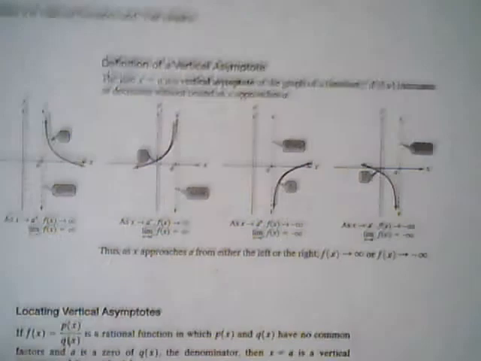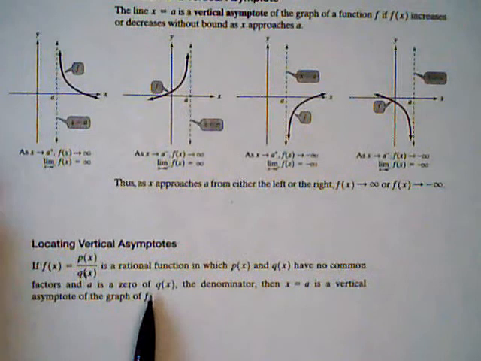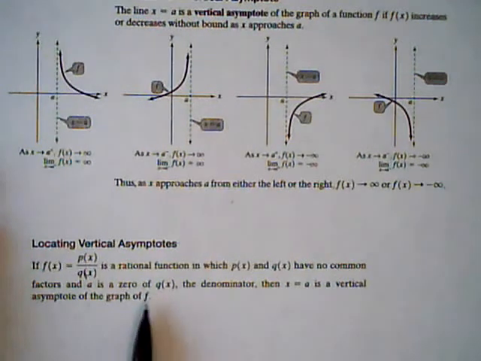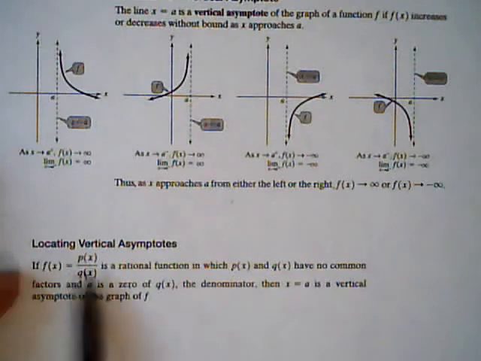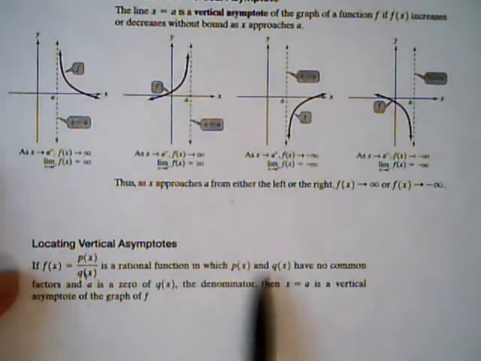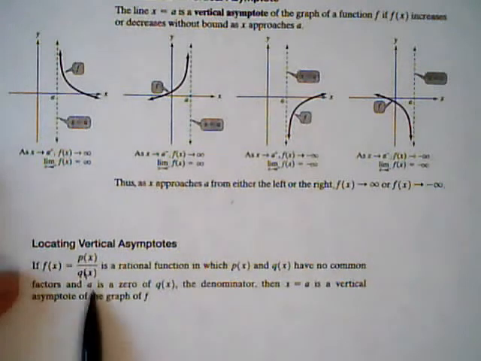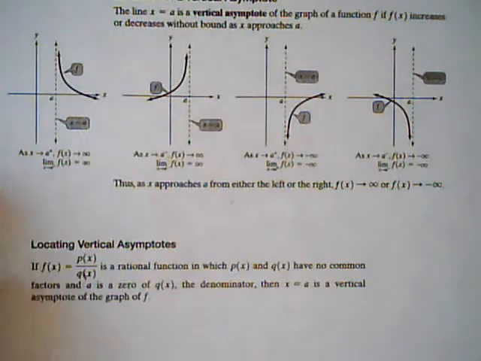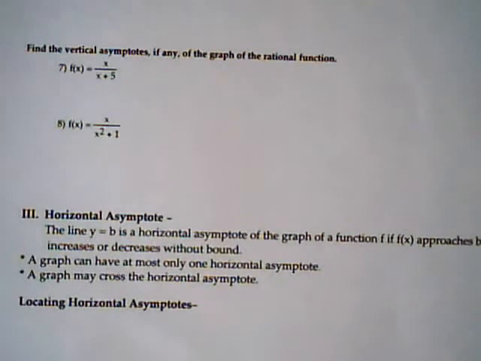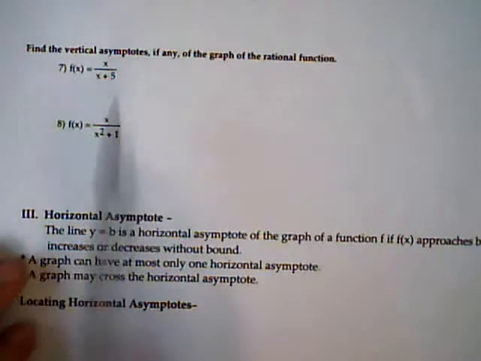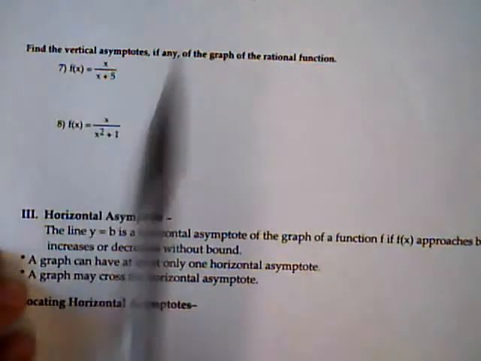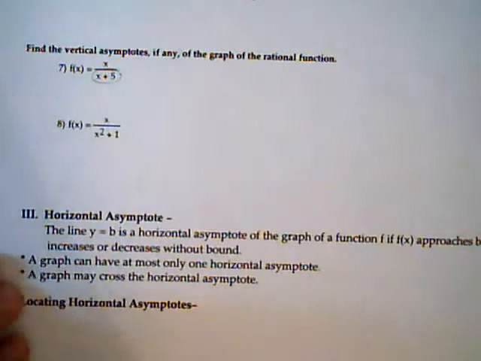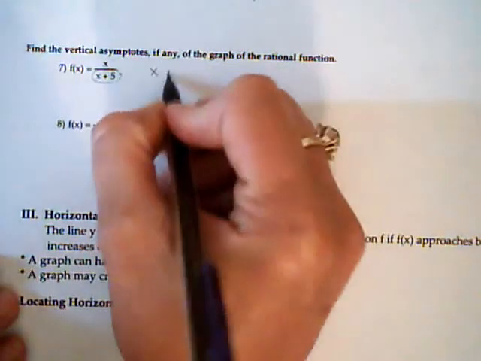To locate vertical asymptotes, to find those, if you have a function, it says if you have the rational function in which p of x and q of x have no common factors and a is a 0 of q of x, the denominator, then x equals a is a vertical asymptote of the graph. Okay, so as far as the examples that you'll have to work out, is, like I said, very similar to how you were finding the domain. You do not want your denominator to be 0. So you just set the denominator.